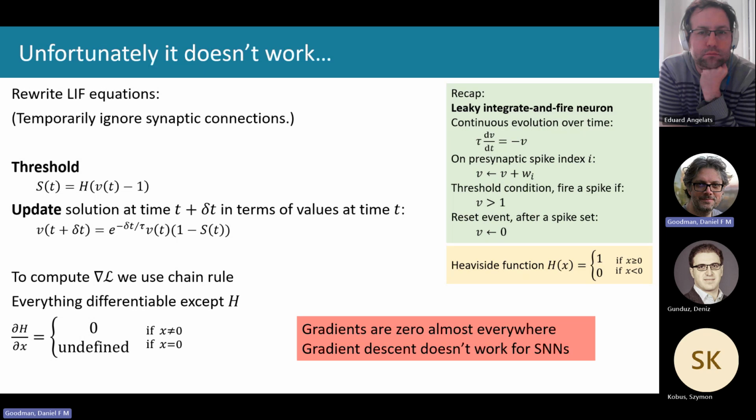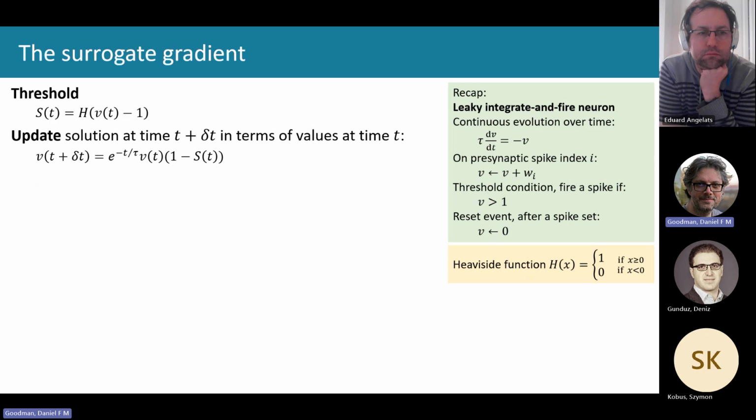Okay, so gradient descent doesn't work, but it turns out that there's a trick. I think this dates from around 2018, something like that. Someone came up with this, I'm not exactly sure of the exact date, but it's a fairly recent trick, which is called the surrogate gradient.